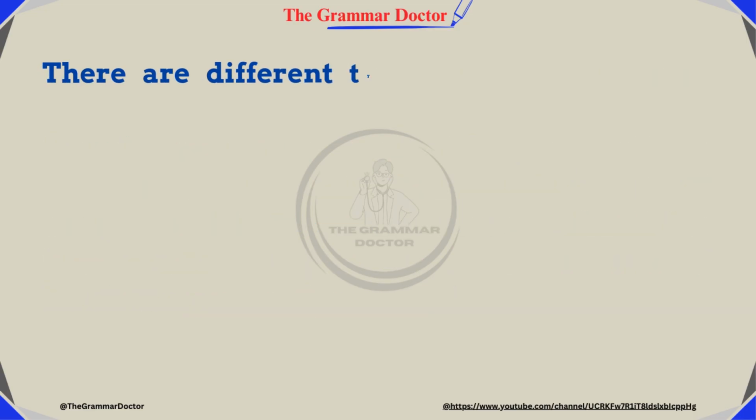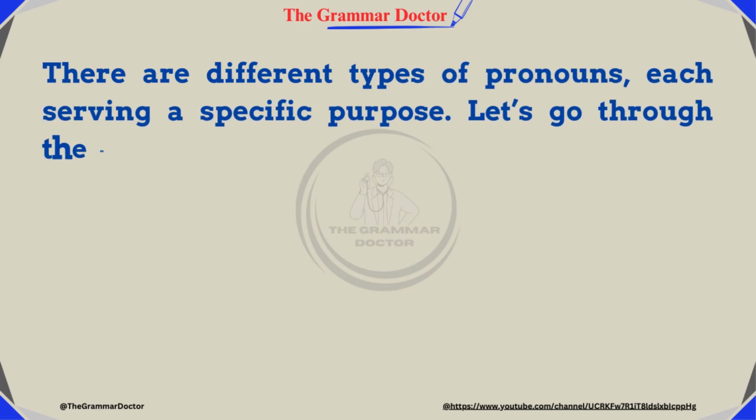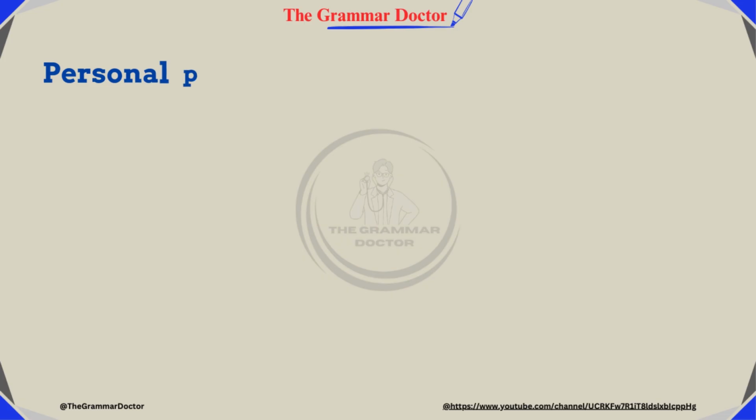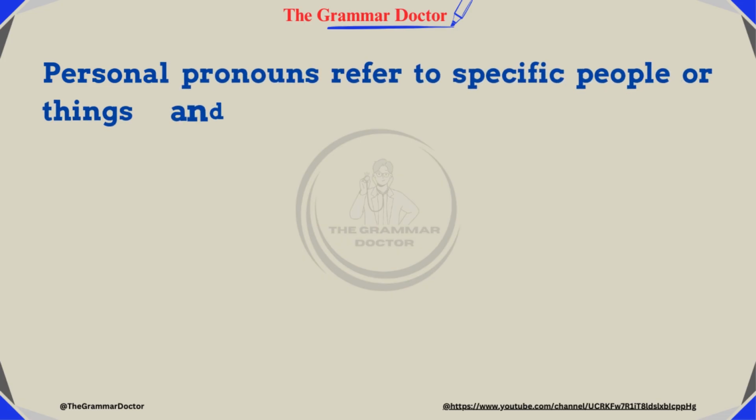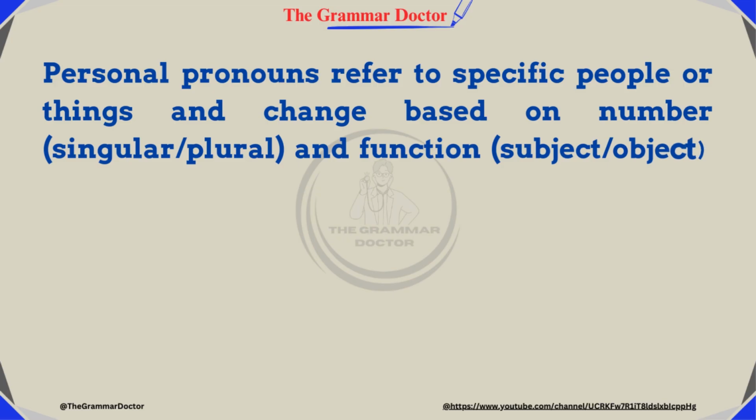There are different types of pronouns, each serving a specific purpose. Let's go through them one by one. Personal pronouns refer to specific people or things and change based on number, singular, plural, and function, subject, object.